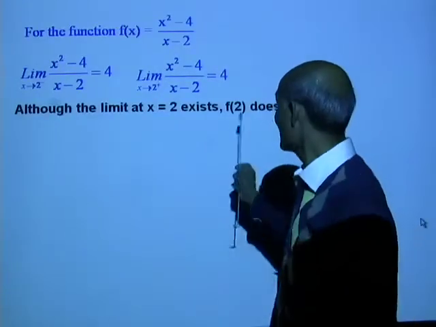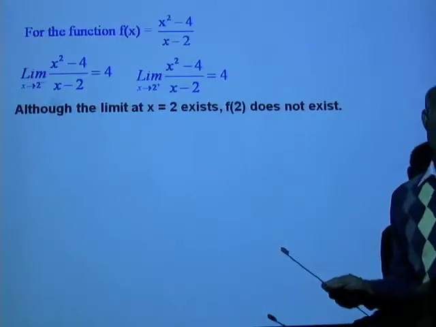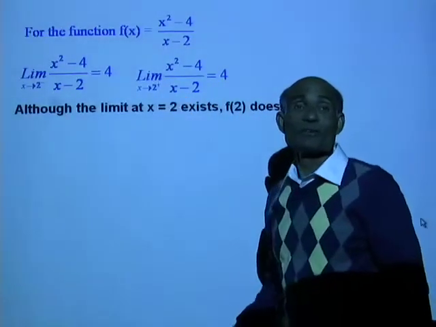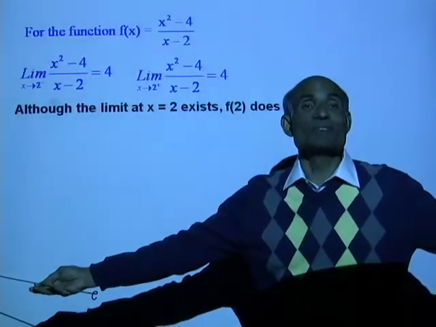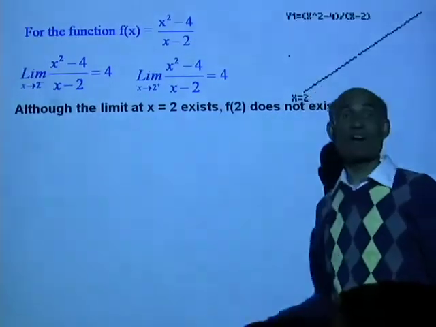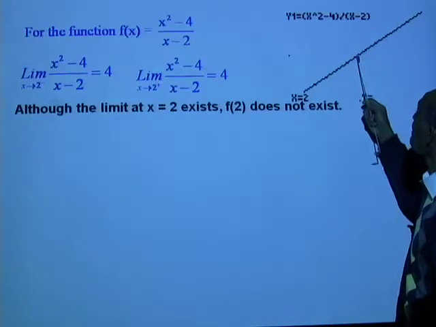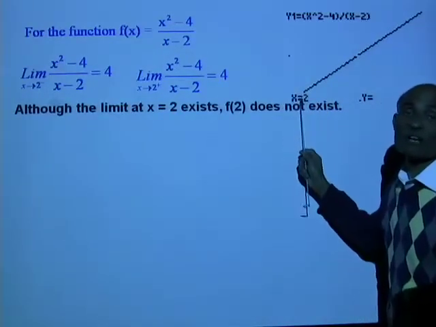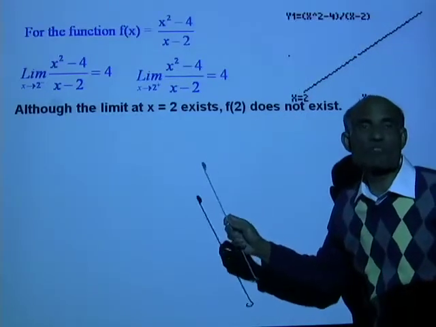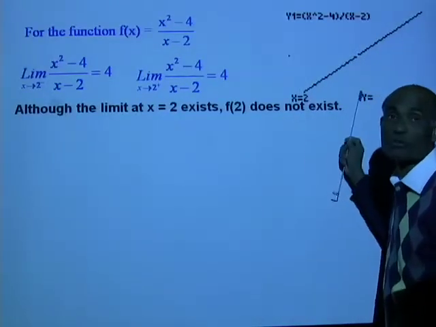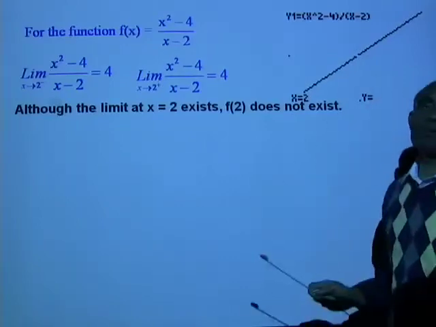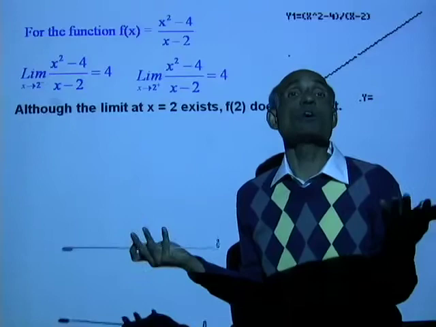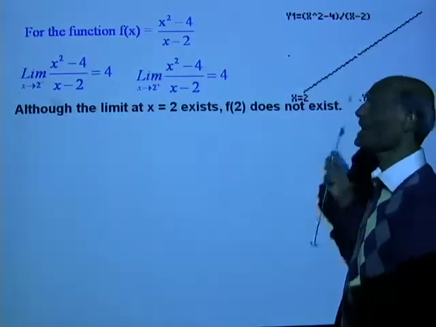Well, but what is the value of f of 2? If you now put x equal to 2, you can see nothing comes out. That means f of 2 does not exist. You can see there's a hole there. And if you go to your calculator and do a calculation of the function at x equal to 2, the calculator will tell you there is no output. f of 2 does not exist.